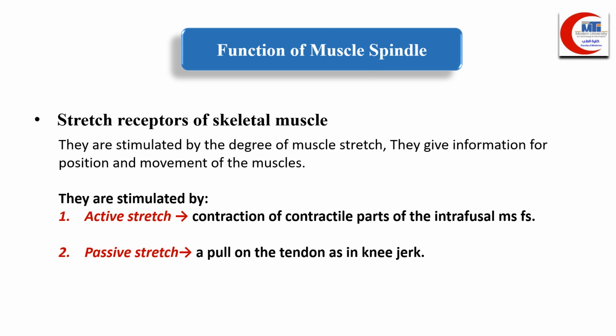What about stimulation? They are stimulated by what? They are stimulated by stretch, either active stretch or passive stretch. Active stretch means contraction of the contractile part of the intrafusal muscle fiber. That means when you contract the contractile part of the intrafusal muscle fiber, you have made active stretch. What about passive stretch? How can it be done? It can be done by a pull on the tendon, as in the knee jerk test.